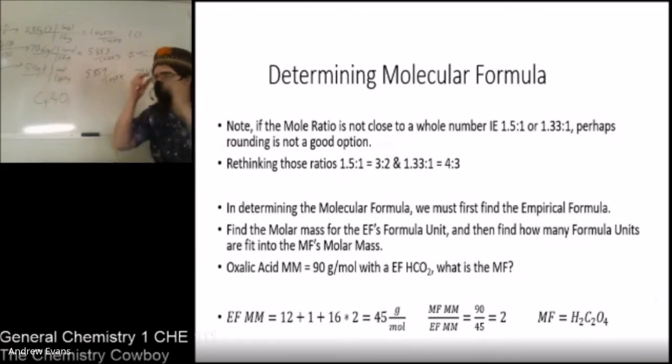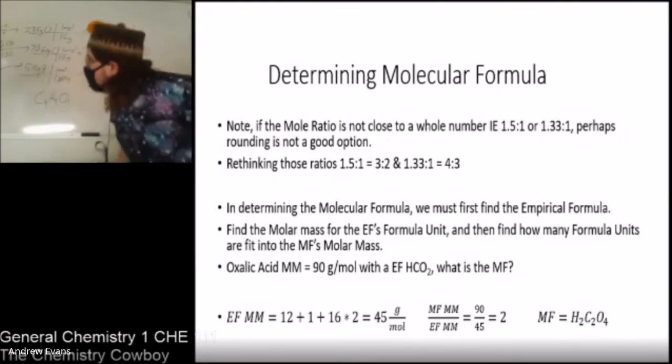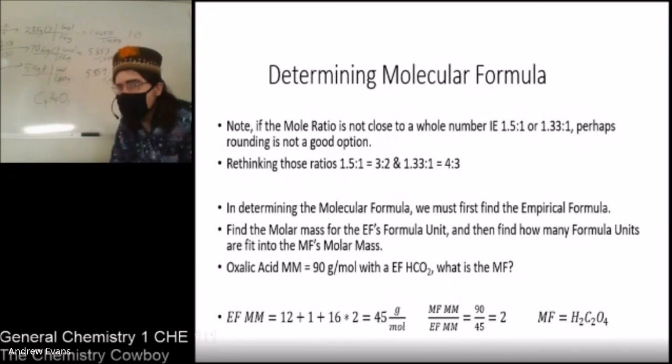Now, the last step, if this is asked of you, is determining the molecular formula. The first thing to note is that if your mole ratio is not close to a whole number, so 3.98 is pretty close to 4. That's within a rounding error of 4. But if you got a mole ratio of 1.5 to 1, that's not close to 2. It's not really close to 1. Rounding rules say round up to 2. But 1.5 is not really close to 1 or 2.